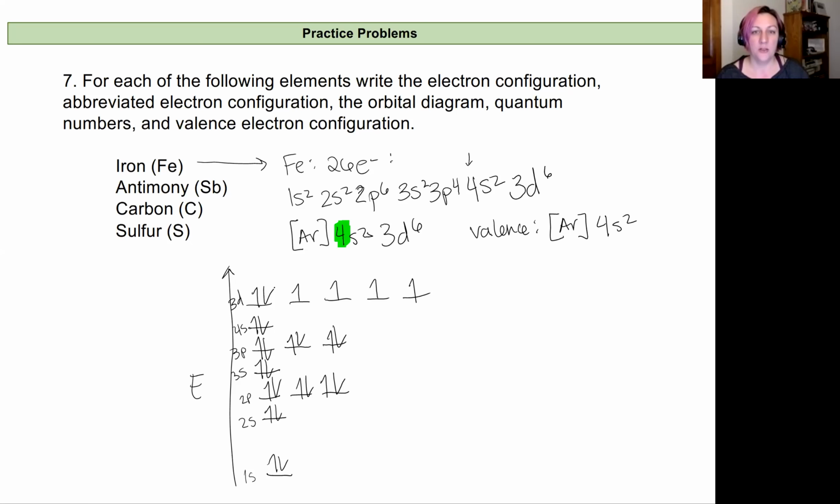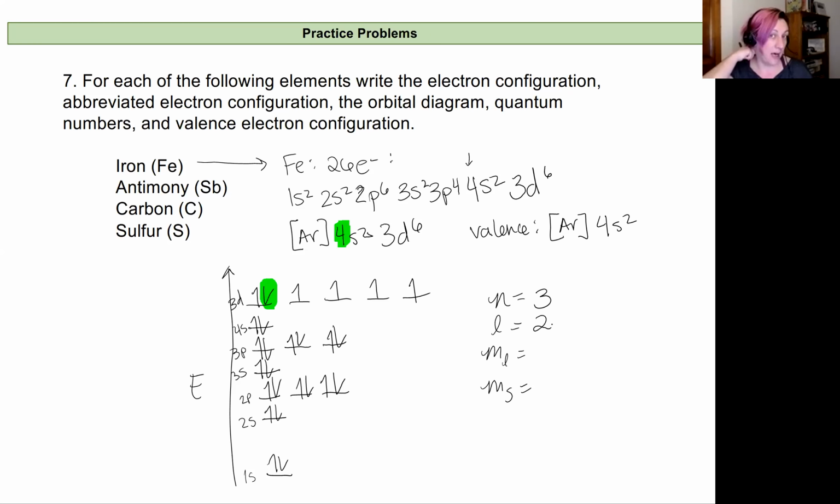Okay, so now we're going to do the quantum numbers for just that last electron, the last one I placed in the 3d. So let's do our quantum numbers. We've got n, l, m sub l, and m sub s that we need to say. That last electron was placed in 3d, so n is going to be 3. l is for d orbitals, so l will be 2.